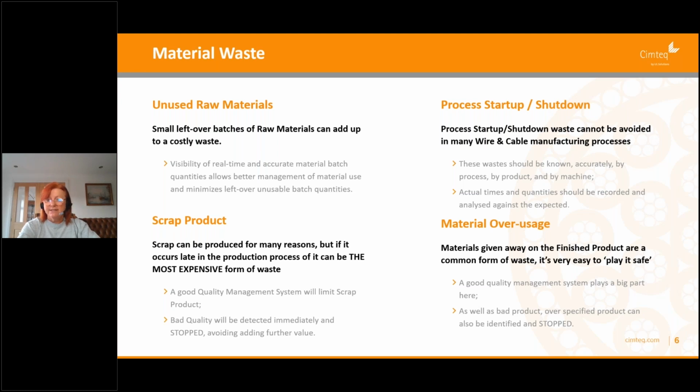And this is again an MES system, as well as looking for bad product through the quality system. If we have an over-specified product, so we can see during the manufacture that it is actually over spec, then again a flag can be raised, production can be stopped, and we can do something about it to stop us giving material away.